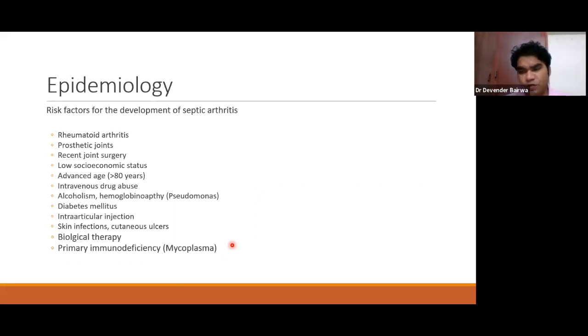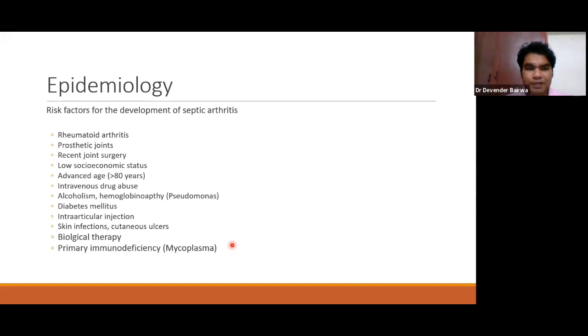So coming to risk factors for development of septic arthritis, in general the prevalence of septic arthritis is not very high, but in some age groups and in some diseases there is a high rate of septic arthritis development. In our setting, we see it most commonly in RA patients. Apart from that, presence of prosthetic joints or history of recent joint surgery, low social status, advanced age like more than 80 years, IV drug abusers, then alcoholism and hemoglobinopathy. In alcoholism and hemoglobinopathy, mostly Pseudomonas is the culprit.